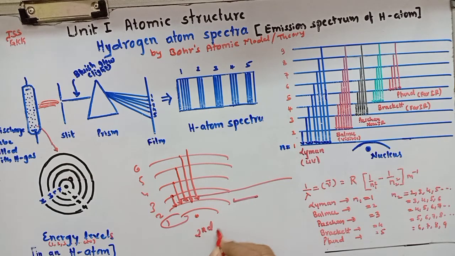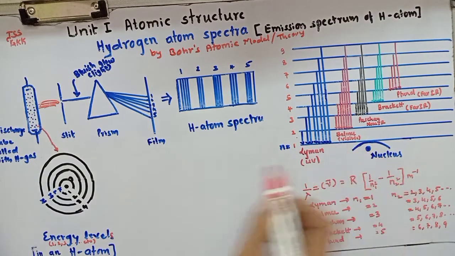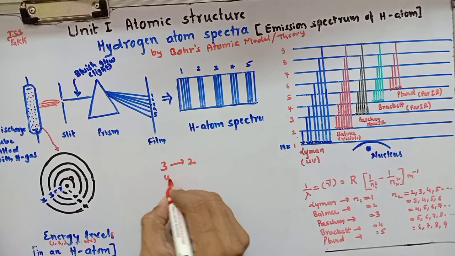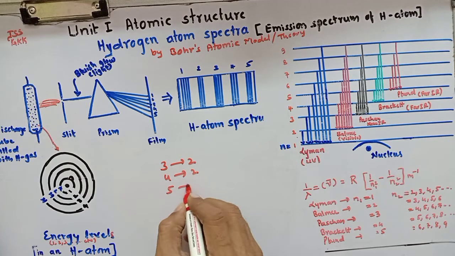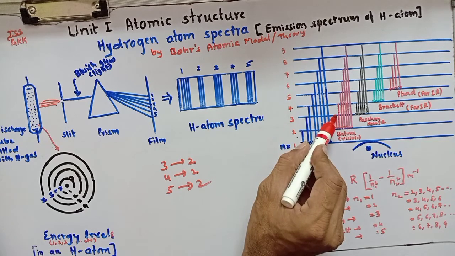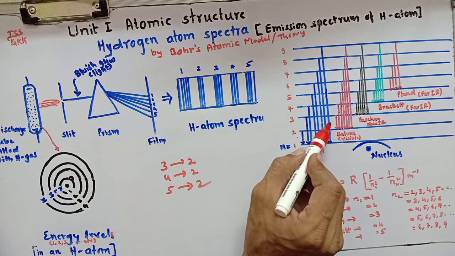That means the second energy level is known as the lowest energy level for the Balmer series, and the highest energy levels are third, fourth, fifth, and so on. Therefore, the electronic transition which produces the Balmer series of spectral lines can be represented as 3 to 2, 4 to 2, 5 to 2, like this. If the electron is present in the third energy level and it jumps to the second energy level, it will produce the first Balmer series spectral line.